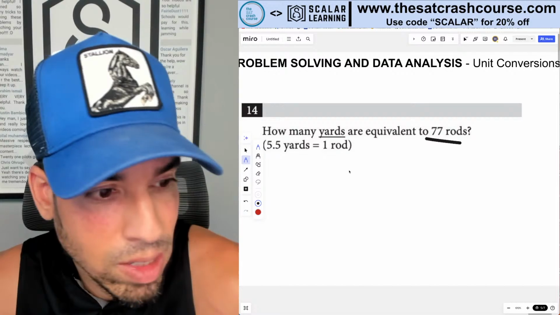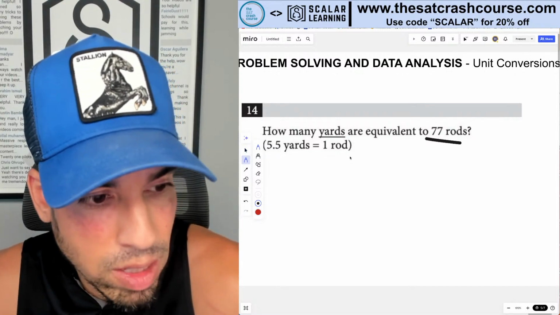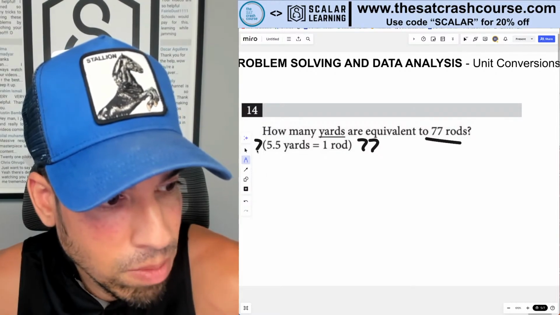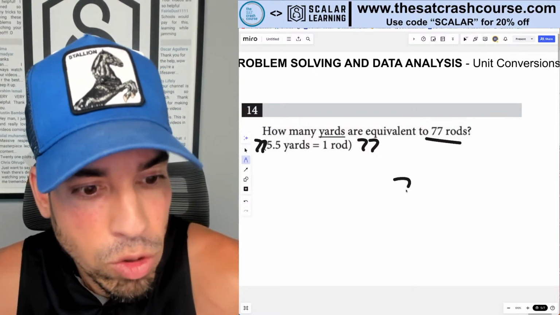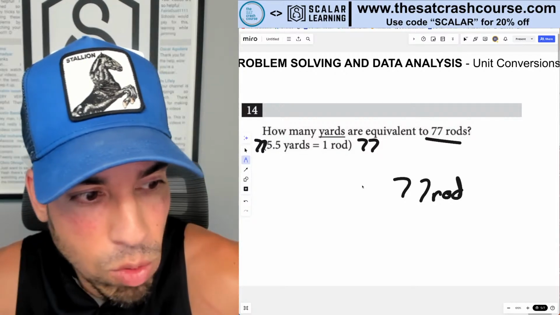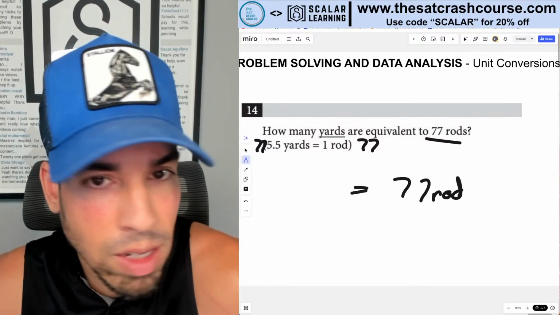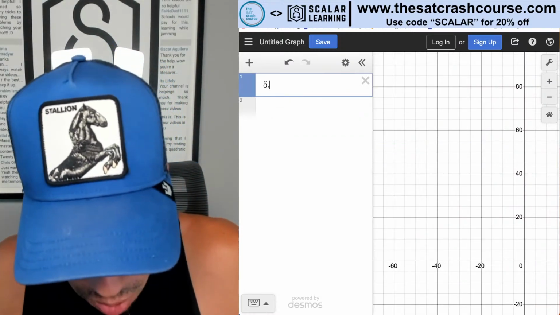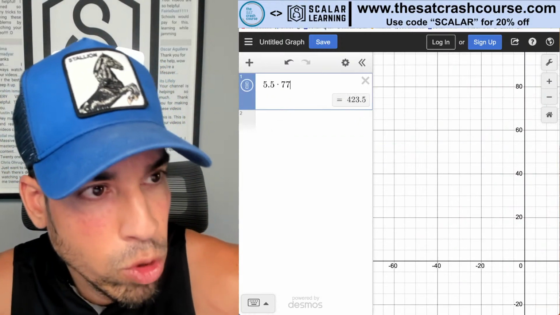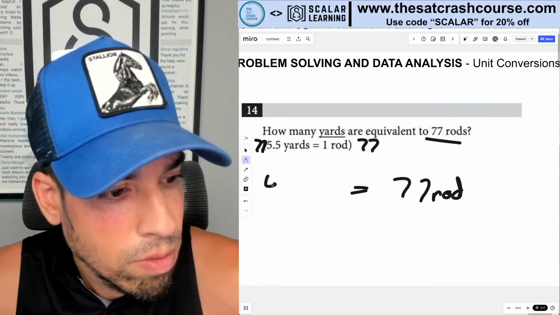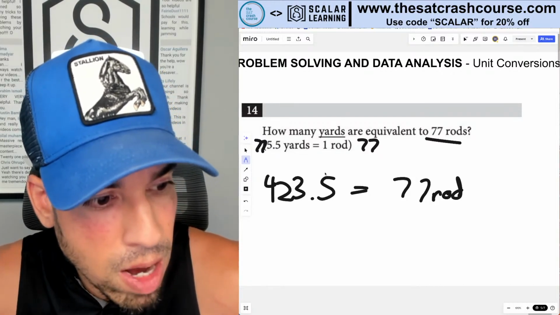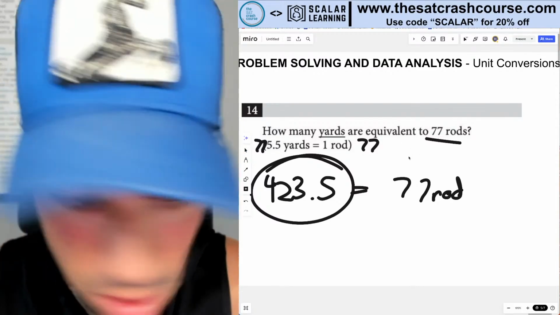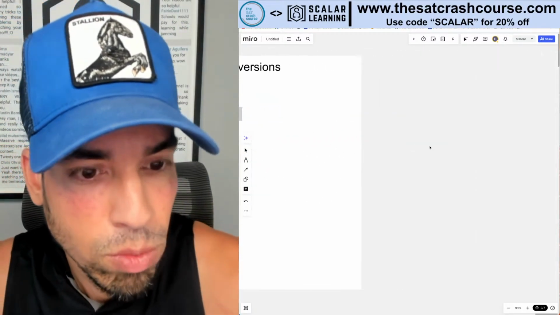So here it says 5.5 yards equals 1 rod. What is 77 rods? So when you have an equivalency like this, what you can do is multiply both sides of the equation by 77, because this is an equation that's allowed, right? So 77 rods then equals 5.5 times 77. I'm not going to do it mentally. I'm going to do it here in Desmos. 5.5 times 77, which is 423.5. 423.5 for the win. That's how you do it. Done.